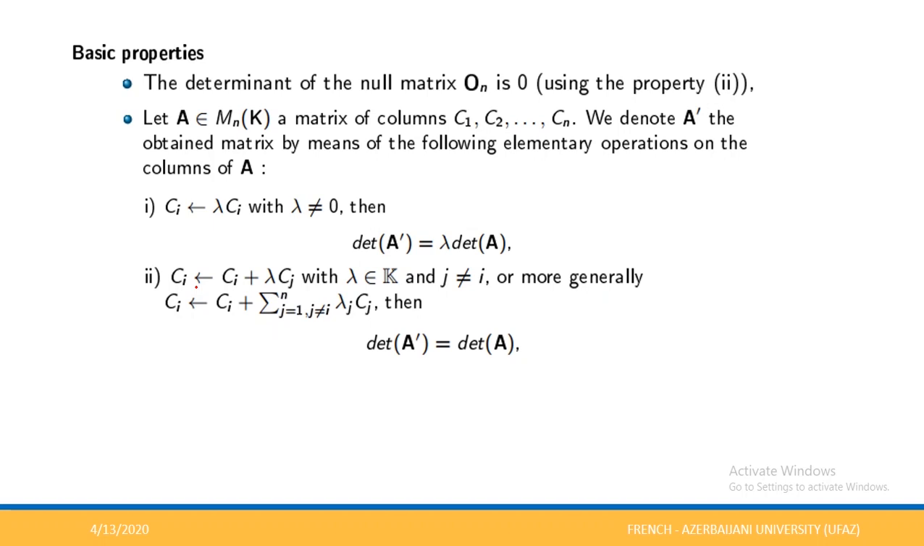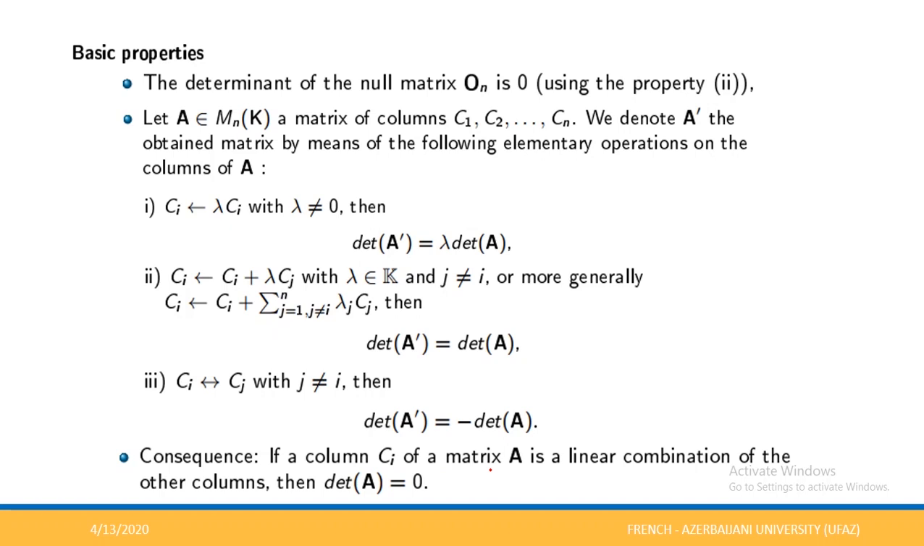Second one, we replace the ith column of the matrix with the ith column plus lambda times the jth column. Here i and j are different. In this case, the determinant of A prime will be the determinant of A. Third one, we swap the ith column and the jth column. Here i and j are different. Then the determinant of A prime will be minus the determinant of A. From these three properties, we get this consequence. If a column Ci of a matrix A is a linear combination of the other columns, then the determinant of A will be zero. Okay, let's prove them.